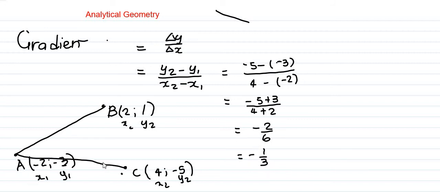So this line from A to C is actually going down, hence our gradient is negative, which is less than zero. So again, we expect our line to be going downwards. That's why I require a negative gradient. Right. So for the gradient, again, we'll substitute in the formula: y2 minus y1 all over x2 minus x1, or we can have y1 minus y2 divided by x1 minus x2.